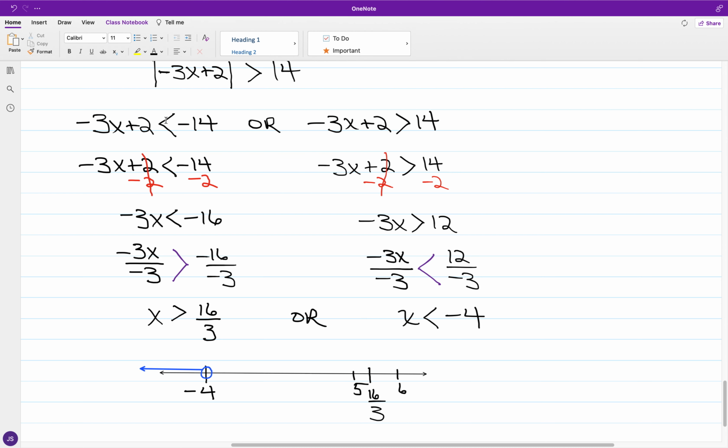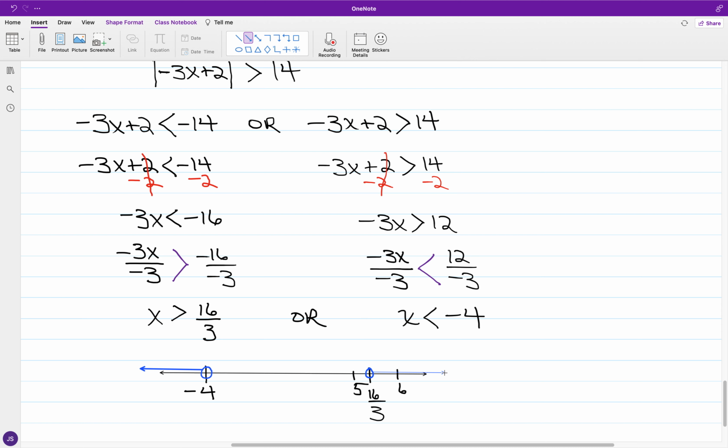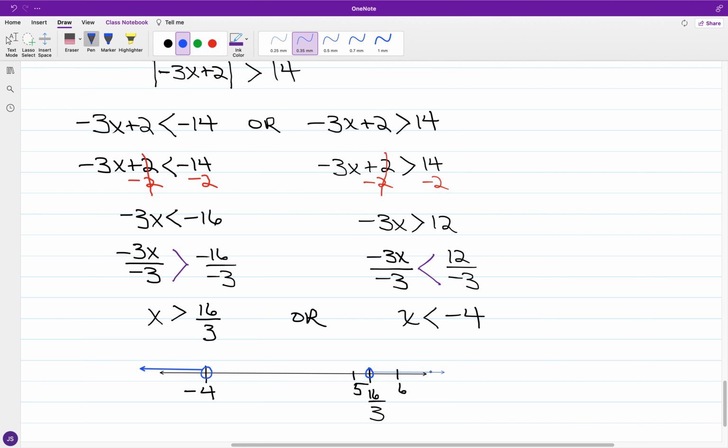Now for x is greater than 16/3, okay, so I have an open circle at 16/3, and for x greater than this value, from the open circle we have to emanate a ray that is going to go out to the right. Okay, so you have these activities to occur.